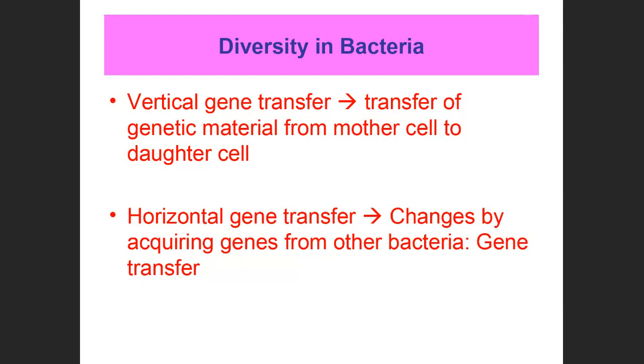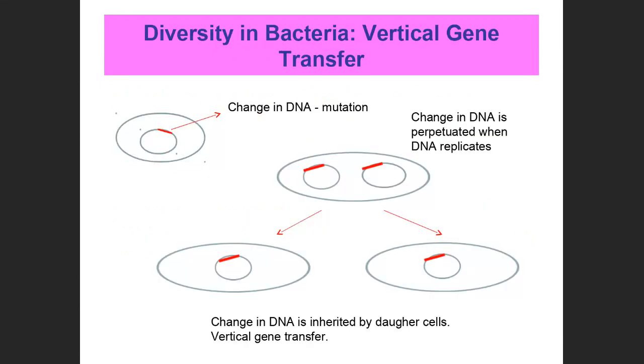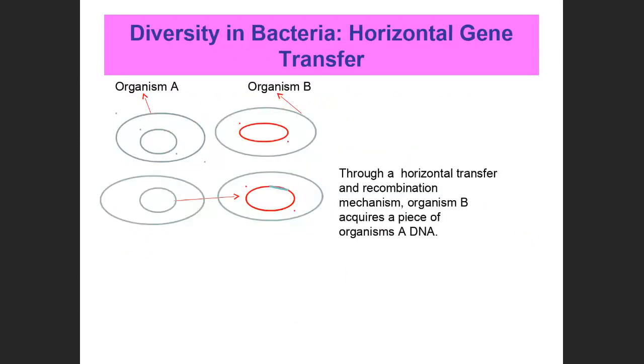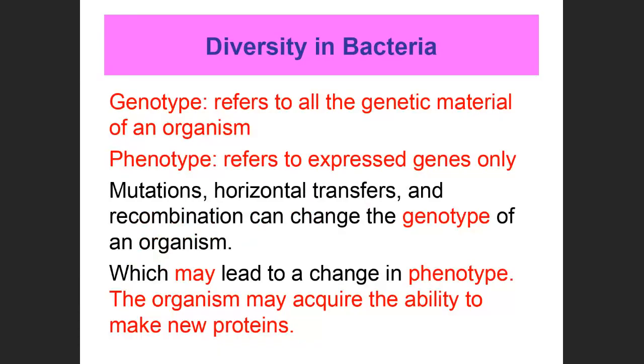They can mutate and pass the mutations from mother to daughter, or through horizontal gene transfer, which means to exchange genetic information between two quote-unquote adult cells. So we talked about mutations, and we said there are two types: spontaneous mutations and induced mutations.